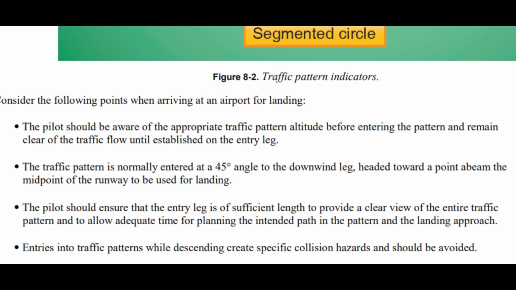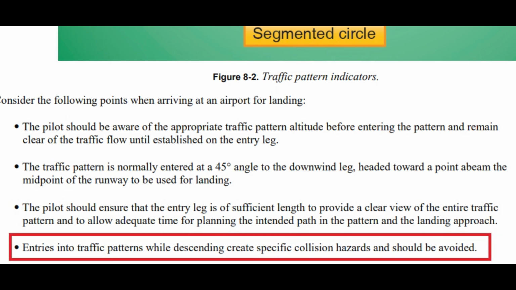Let's read what the Pilot's Handbook of Aeronautical Knowledge actually has to say about this. It says, entries into traffic patterns while descending create specific collision hazards and should be avoided. It also goes on to explain that you can cross over 500 feet above. That's good. If you want to do that, make sure that you cross 500 feet above. I don't like the 500 because that's where our turbine airplanes are as well.